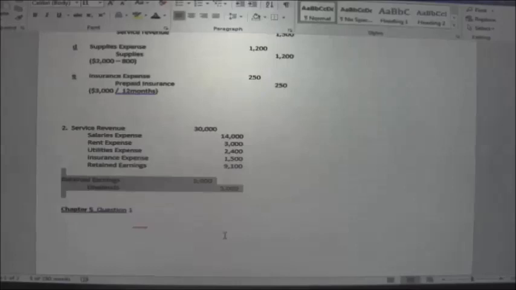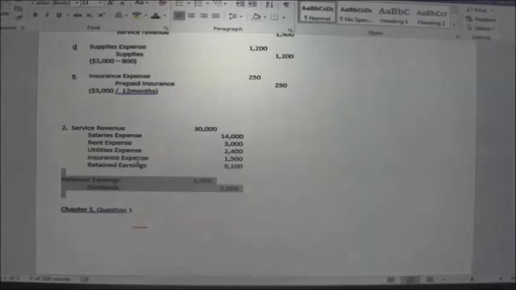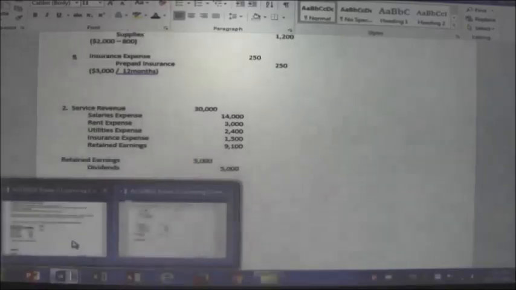Any questions on those or anything on chapter 4? Anything in chapter 4 you might have a question on? Okay. All right, so we're going to move on to chapter 5.